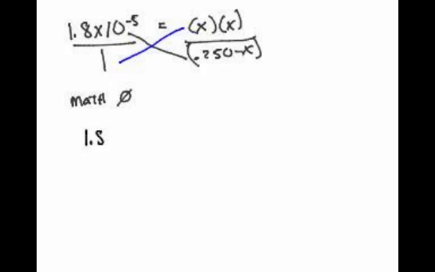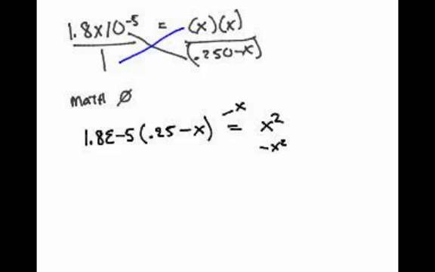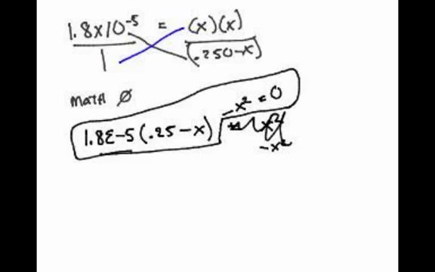So you can say 1.8 e negative 5 parentheses, that's going to do it, times 0.25 minus x parentheses, and that's equal to x squared. Since I have to set that equal to 0, if I subtract x squared from both sides, then essentially this can just be minus x squared equals 0. So if you type this into your calculator, right in here, you solve for x.